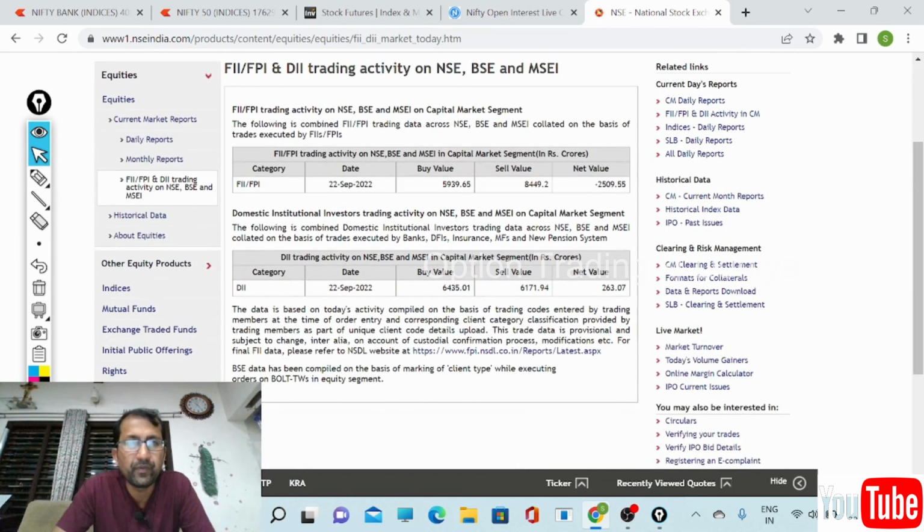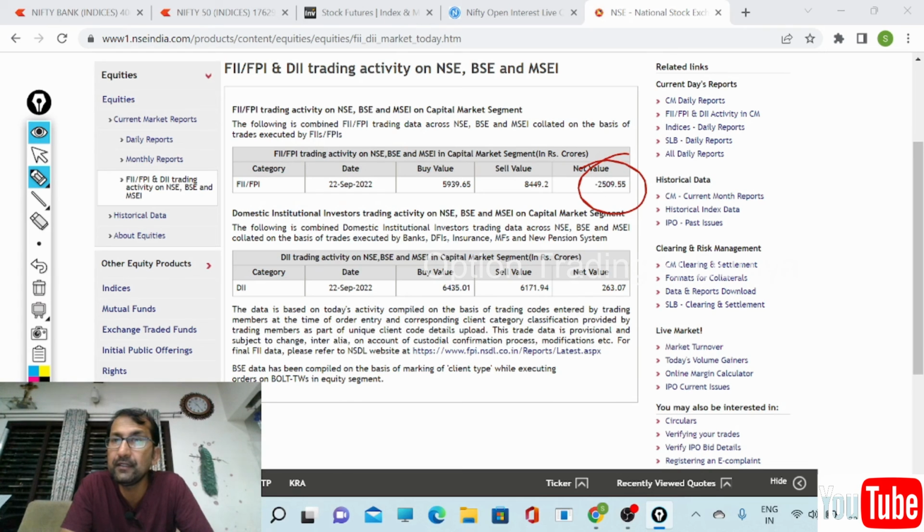You can see FIIs were big sellers today to the tune of 2,500 crores. And even FPIs were also sellers. And DIIs, they were buyers, but a meager amount, that is 263 crores. So today was a major sell-off. That sell-off was led by the foreign institutional investors. So that is the Nifty and Bank Nifty view for tomorrow.